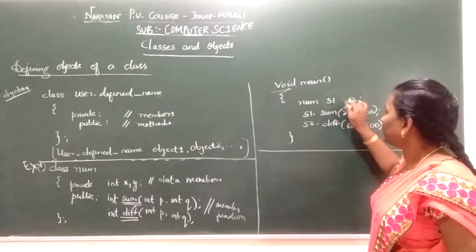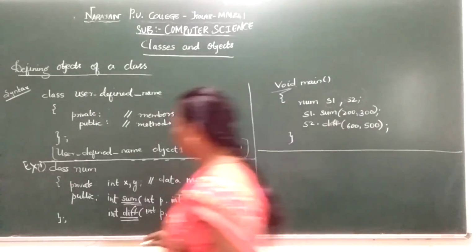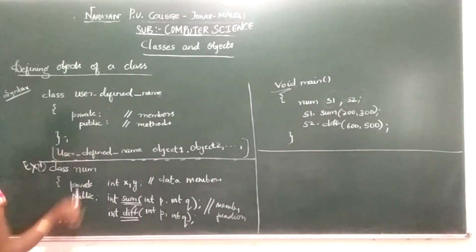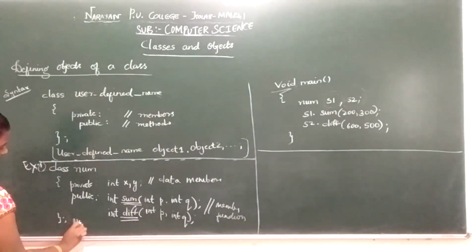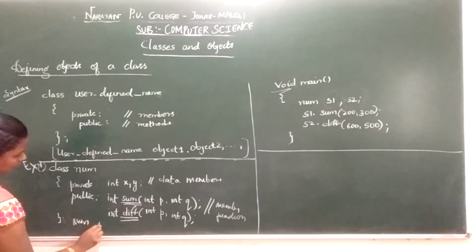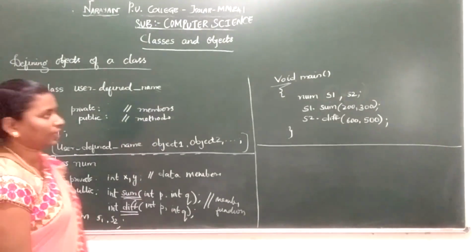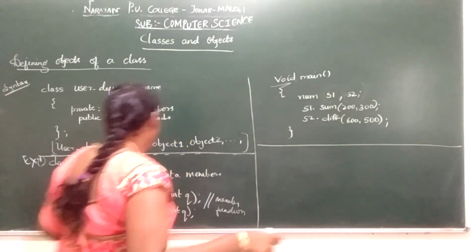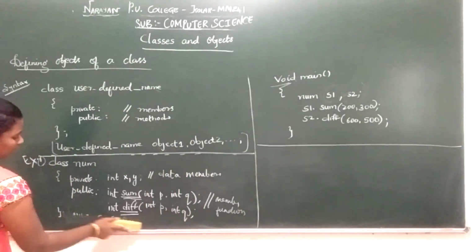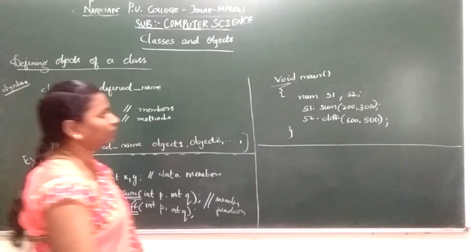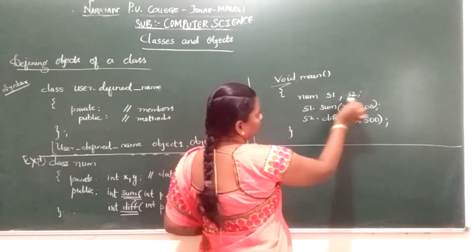If you are not following this method, here also you can create. You write your class name num, S1 comma S2 semicolon. Like this you can create. If you don't want to use this, in this example I have directly created the objects in the main function, that is S1 and S2.